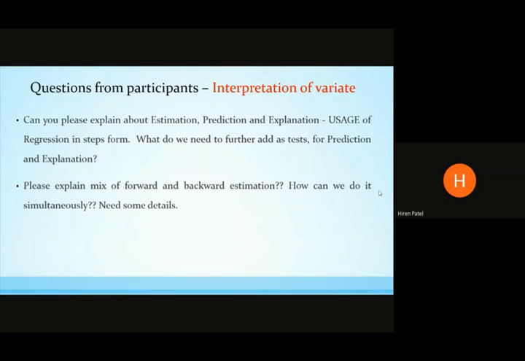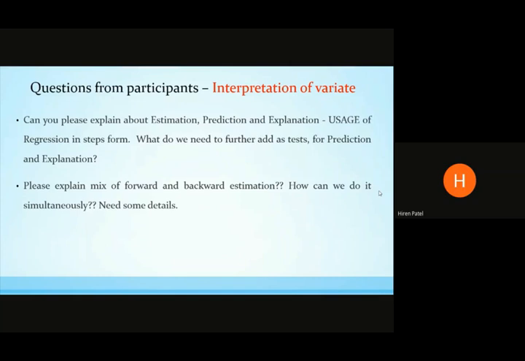Estimation means just creating that equation y is equal to a plus b1 x1 plus b2 x2. You get the value of a, you get the value of b1, you get the value of b2. That's it. You have estimated your equation. Prediction means after estimating that equation, putting the values of x1 and x2 in that equation and getting the value of y. That is what we call a prediction. So we try to predict what will be the future value of y, assuming that we know the future values of x1 and x2.